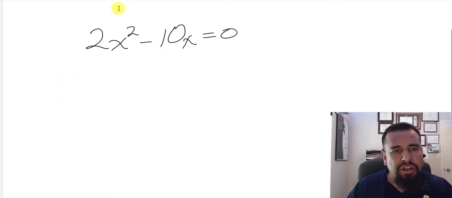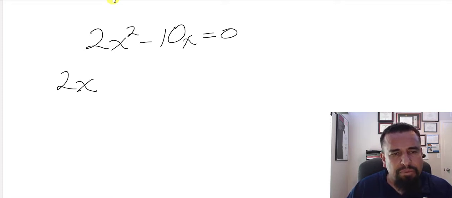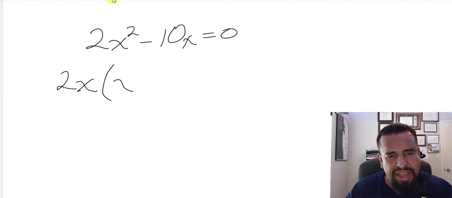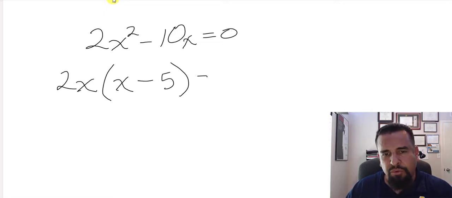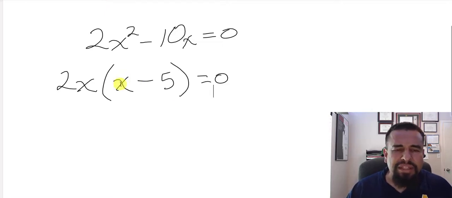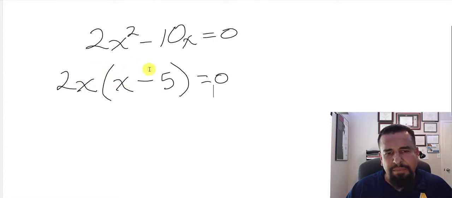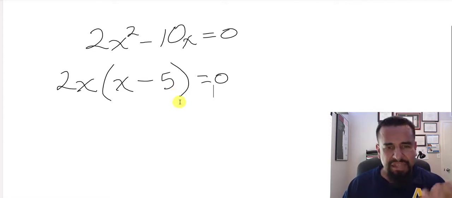So what it'll look like once I pull it out, it's going to look like this. 2x, that's what I pulled out of each one, a 2 and an x. And that leaves inside an x minus 5. Equal to 0. Now, how do I know that this is correct? Because if I put it back in, it would simply be 2x times x would give me 2x squared, and 2x times negative 5 would give me negative 10x. So I know that I did it correctly.